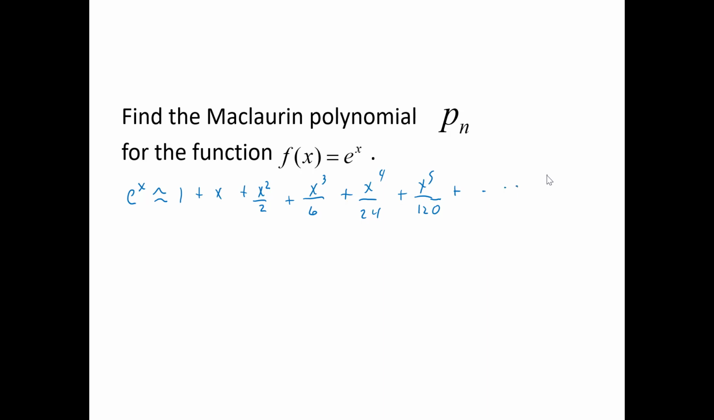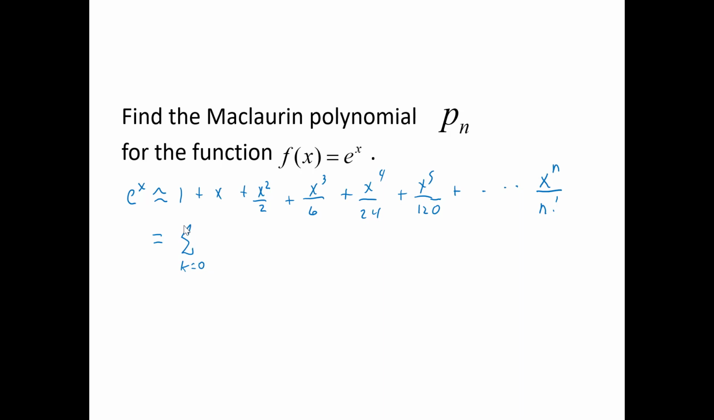And again, for e to the x, your nth derivative is always going to be e to the x. And when you put in 0, you'll always get 1. So your coefficient for your nth term is just going to be 1 over n factorial. And notice that we can write this in summation notation. This is the summation from k equals 0, because my exponent starts at 0, then 1, then 2, then 3. So I will start this at 0.